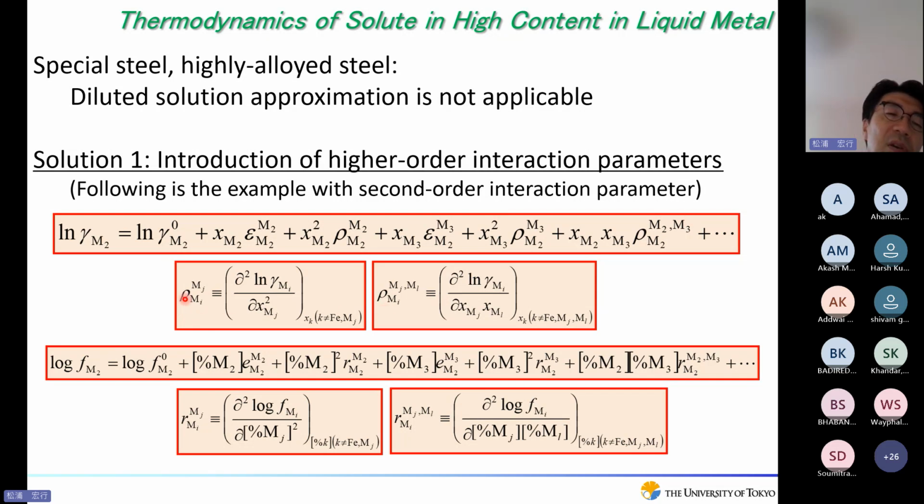So the definitions of interaction parameters in the second orders in mole fraction are defined by these equations, or the second order parameters in mass concentration like this. But anyway, in this case, we always have a discussion on the thermodynamic meaning of these parameters. So this kind of discussion is still going on.